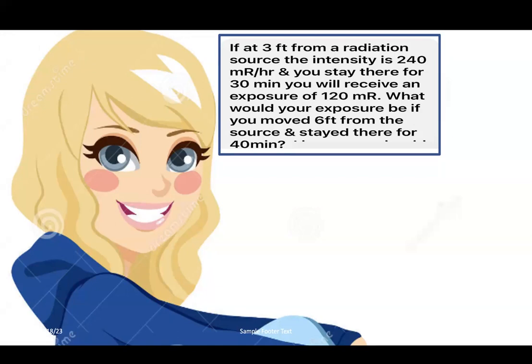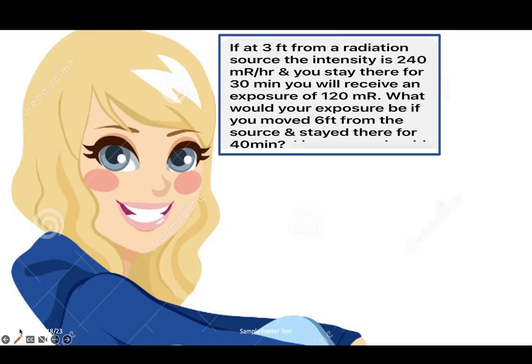So right away, we can see that we have two distances. We have 3 feet and we have 6 feet. And we also have an intensity of 240 milliroentgens per hour. So as we know, if we have a dose rate or intensity, and two distances, we're going to have the inverse square law.